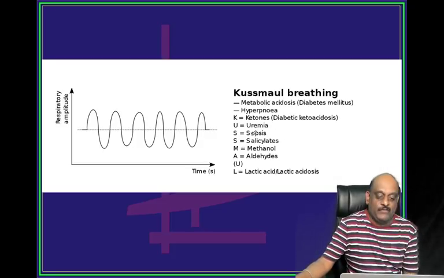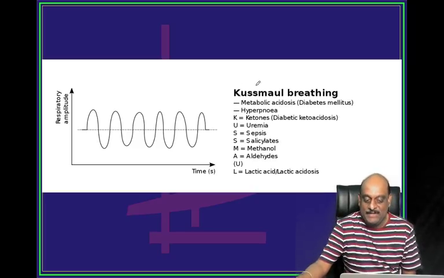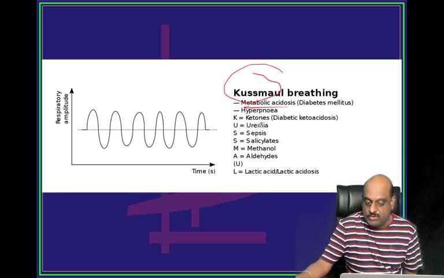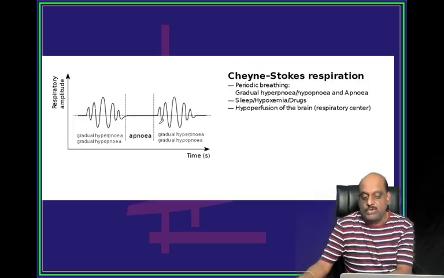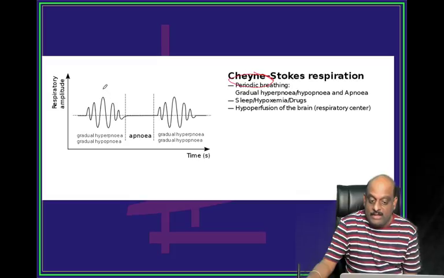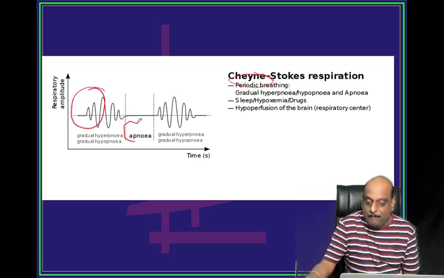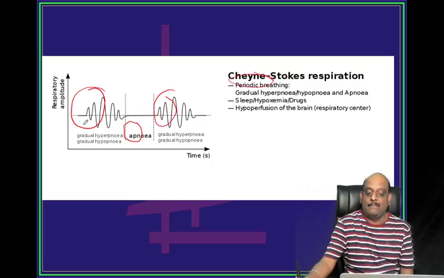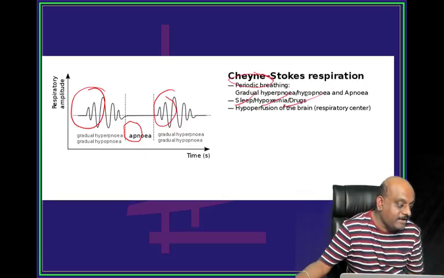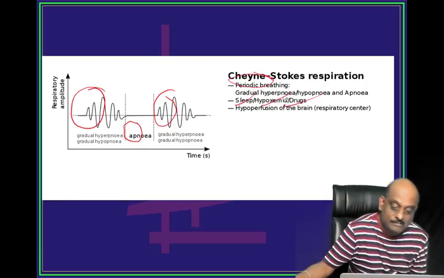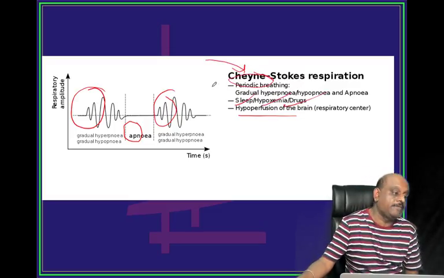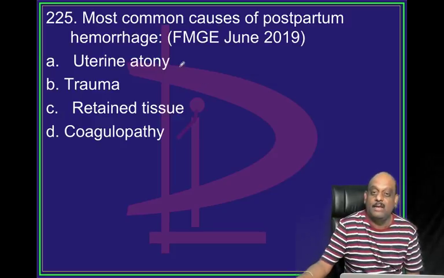Excellent, doctor. Then Kussmaul breathing: where do you get it typically? When there is metabolic acidosis, there will be hyperapnea, which is called Kussmaul breathing. Cheyne-Stokes respiration is periodic breathing where there is gradual hyperapnea, apnea and hypopnea. When you are sleeping, if there is hypoxemia, when there are drugs, when there is hypoperfusion of the brain, that leads to development of Cheyne-Stokes respiration.